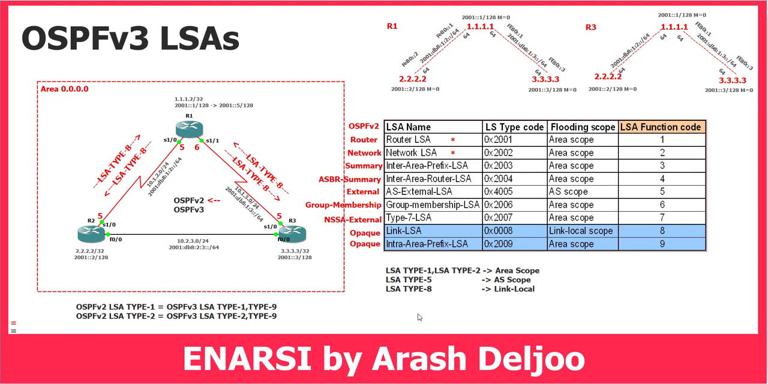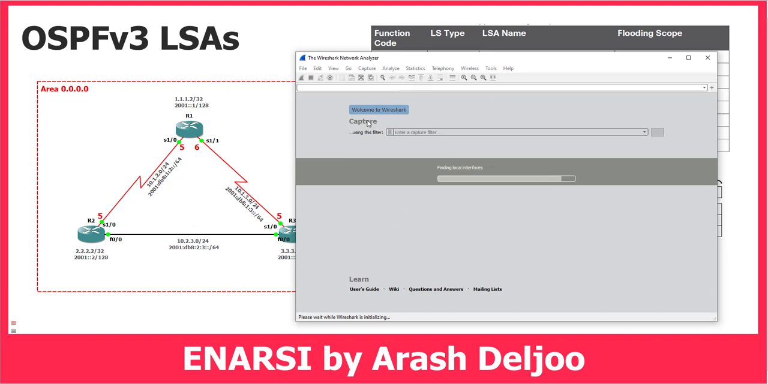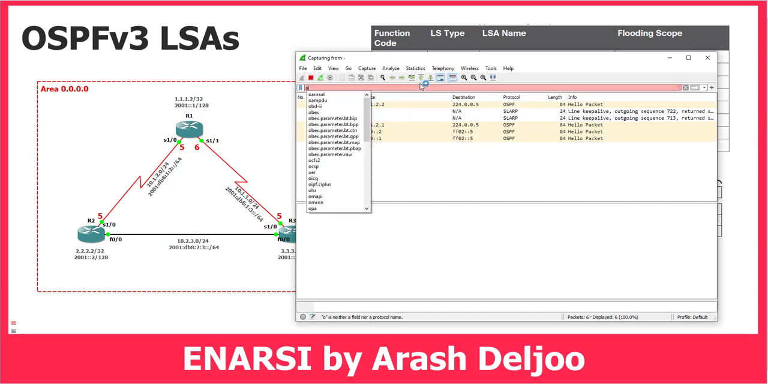Until now, we have learned about the link states of OSPF version 3. Now let me give you a little more information about the link state type code. For understanding the link state type field in OSPF version 3, it's good practice to compare the link state type in OSPF version 2 with OSPF version 3. Let me show you. For example, we can capture one of the links here between router 1 and router 2, and after that we will see some differences between the link state type of OSPF version 2 and OSPF version 3.